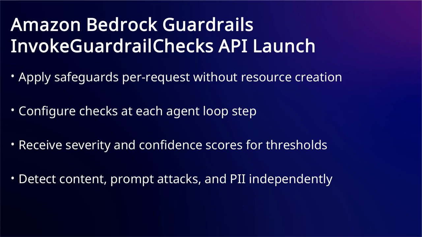in your workflow. You configure checks at each agent loop step, giving you the flexibility to adjust safeguards as your application evolves. The API returns severity and confidence scores for custom thresholds, enabling you to implement actions like block, pass, retry, or log based on your requirements. You can detect content filters, prompt attacks, and PII independently, with prompt attack detection exposed as separate safeguards for jailbreak, prompt injection, and prompt leakage vectors.